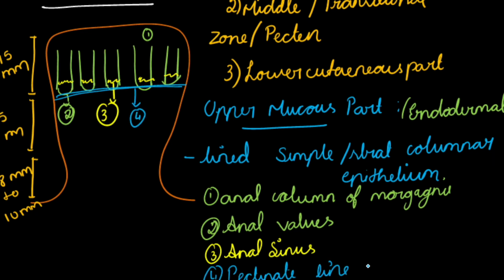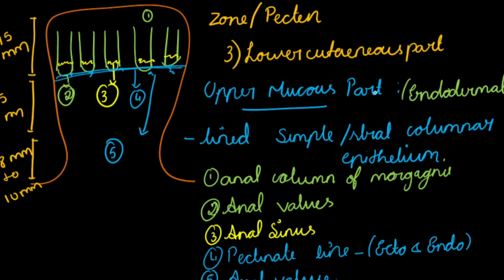The pectinate line forms the junction between tissues of ectodermal and endodermal origin. Above the pectinate line, the tissues arise from endoderm, and below the pectinate line they arise from ectoderm. In the anal valves there will be small epithelial projections, which are called anal papillae.